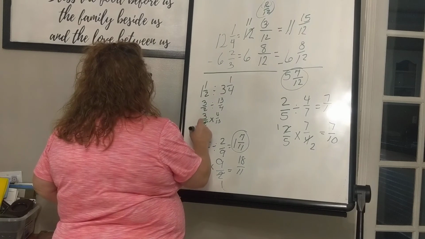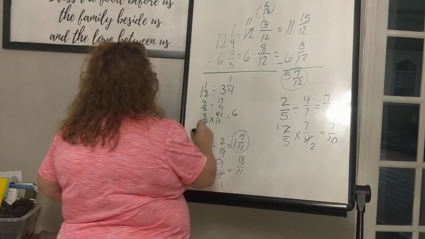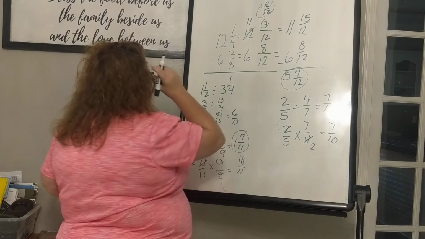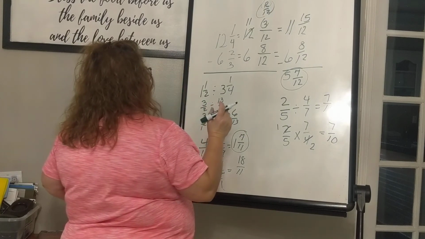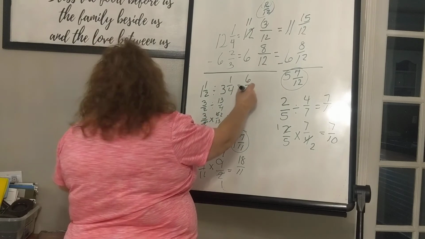So 2 will go into 2 one time. It'll go into 4 2 times. 3 times 2 is 6. 1 times 13 is 13. And 6 13ths cannot be reduced, so that is our answer.